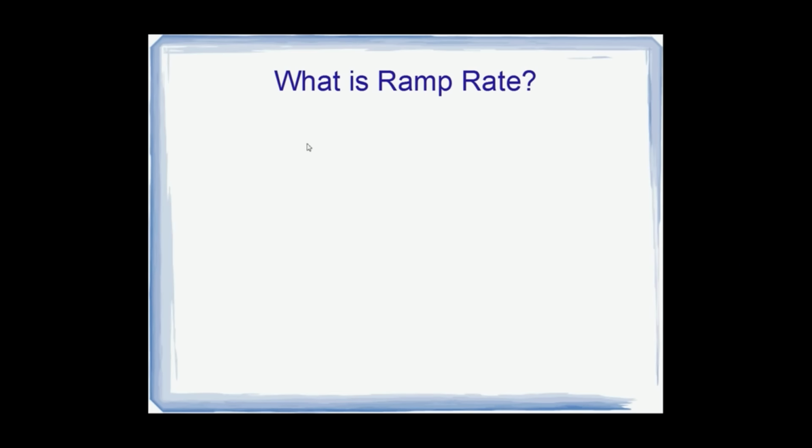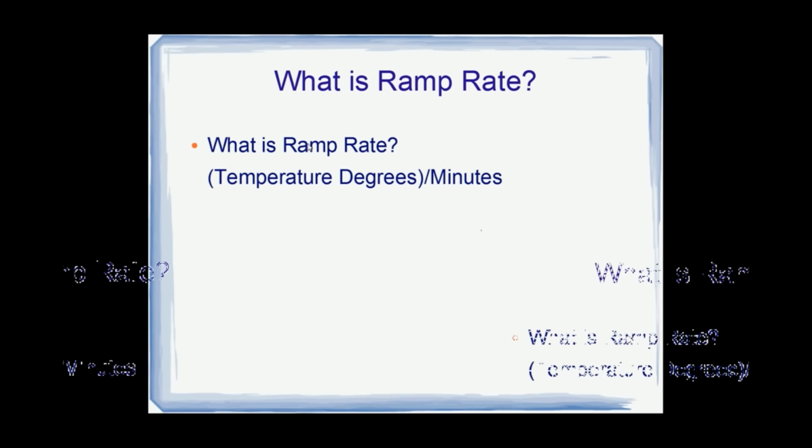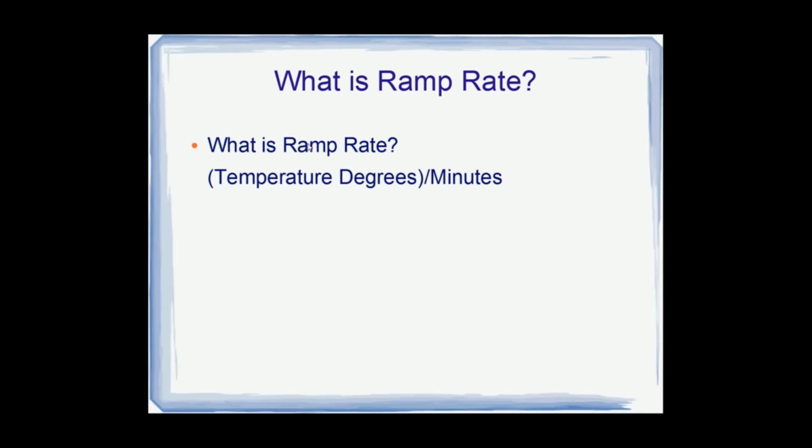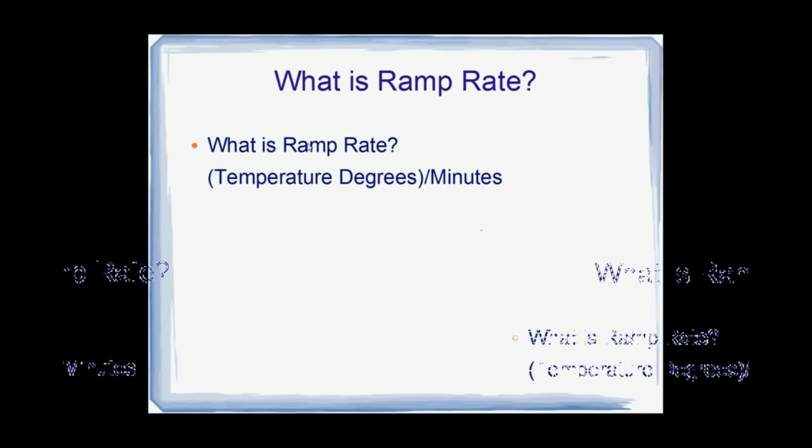What is ramp rate? Ramp rate is expressed as degrees per minute. It is the slope of the temperature test graph. Finding ramp rates is very, very simple. It is just a simple division problem. We're going to go ahead and perform a problem to show you how to find your ramp rate when you have a temperature transition given to you and a time period for which this transition should occur.